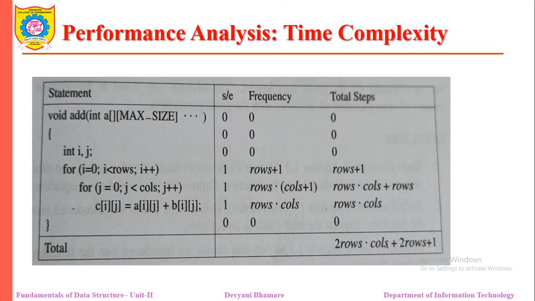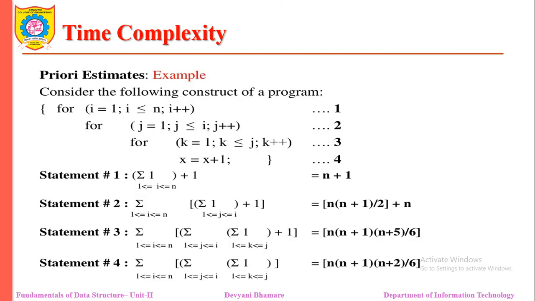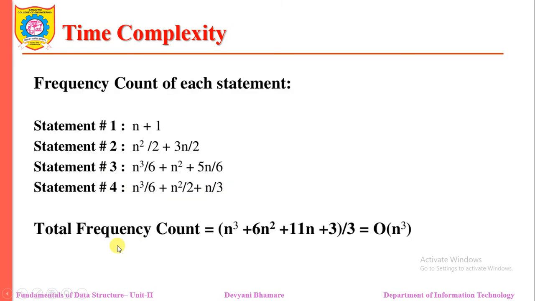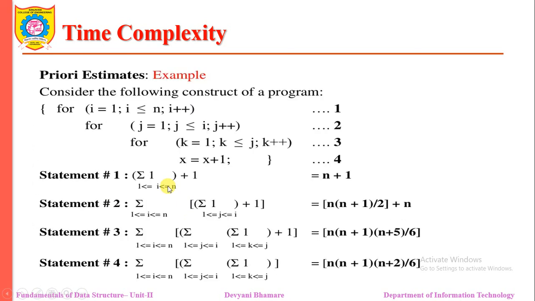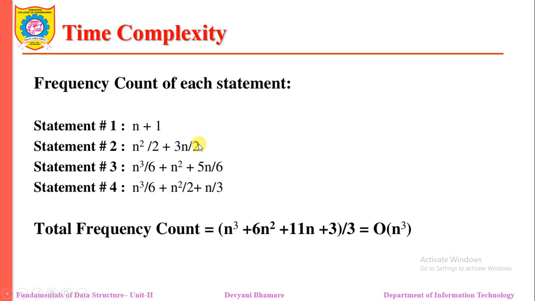Let me take another example. Here it shows how many times each statement is going to be executed. So we need to calculate for each and every statement, and at the end we need to add them. We can say that in this complete for loop, the for i is controlling j, and i and j both are controlling k. So in this case we have to compute, and at the end we get the frequency count as (n cube plus 6n square plus 11n plus 3) divided by 3. In this fashion we can compute the time complexity.